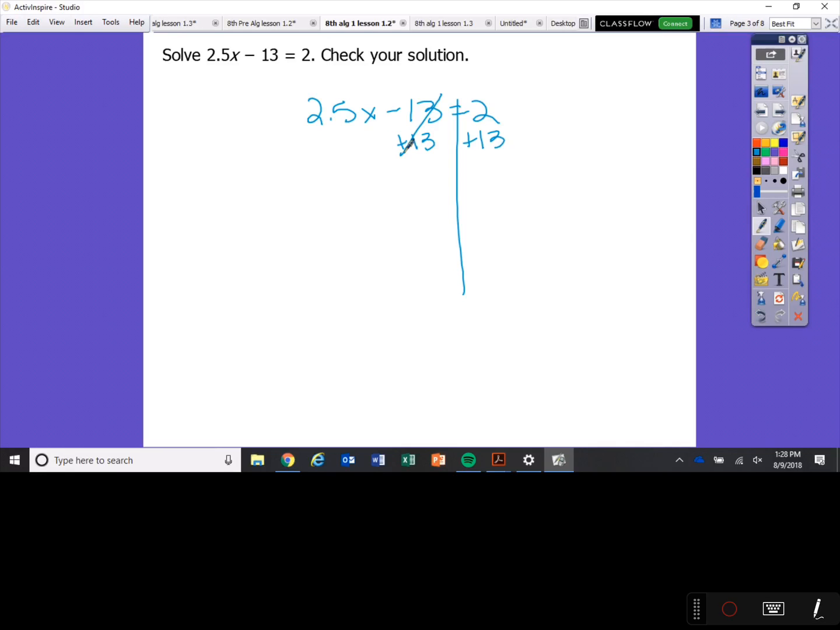My 13's cancel. What's on the left side now? 2.5x equals 15. Now, I did a step. I asked the question, is x by itself? No. How can I get x by itself? Divide by 2.5 on both sides. So now we have x equals 6.